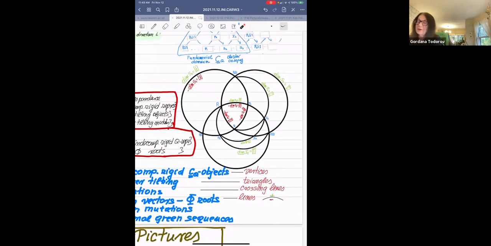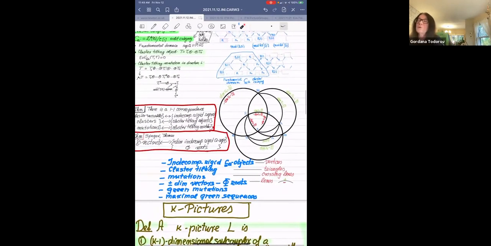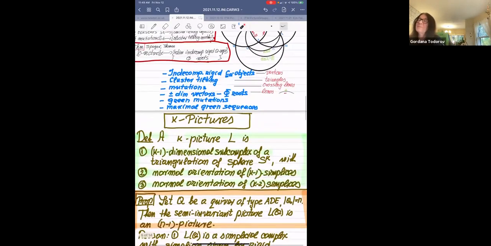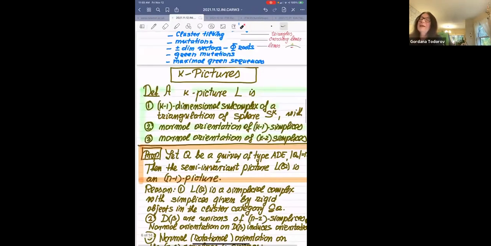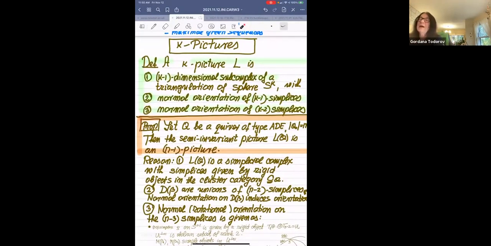Okay, so this is what I wrote here. And now I want to talk really formally about K pictures. A definition of a K picture, L, is a K minus one dimensional subcomplex of a triangulation of a sphere S^K. So it has to be a subcomplex of a triangulation, which in this case we actually have a triangulation, but we often need to take just the subcomplexes instead of the entire thing.